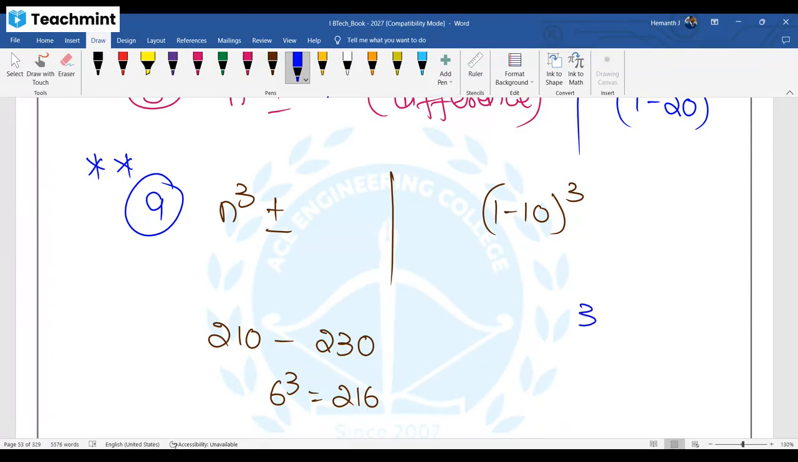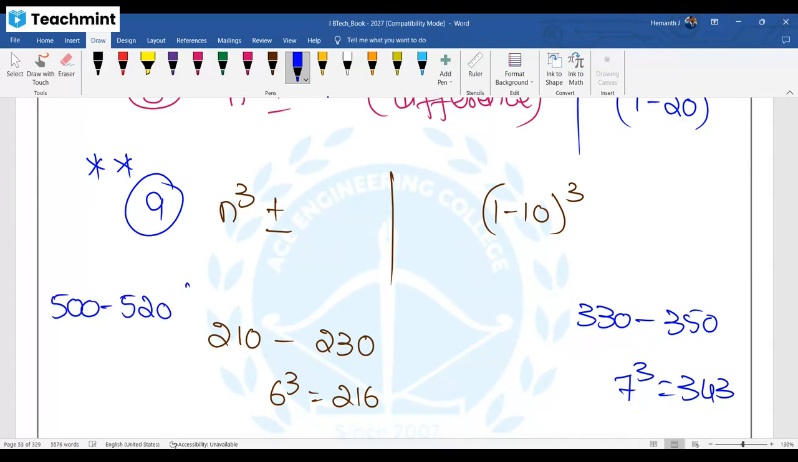330 to 350, 7 cube should come into your mind. 7 cube is 343. Okay, they may add something, they may subtract something. In the range of 330 to 350, when you observe, 7 cube should come. There is a series of numbers, not one number. There are plenty of numbers, and at least one among these should come to your mind. 500 to 520 is also 8 cube. 8 cube is 512. They may add something or subtract something, so you have to check the question.